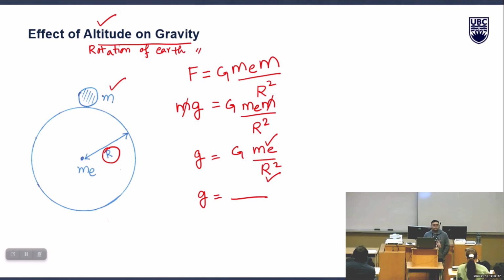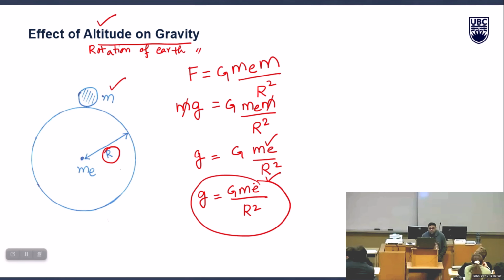But that expression is valid for an object which is resting on the surface of Earth, right? So that is equal to capital G mass of Earth divided by R square. So this g is on the surface, not somewhere out there in space. Let's call that g as g naught, right?